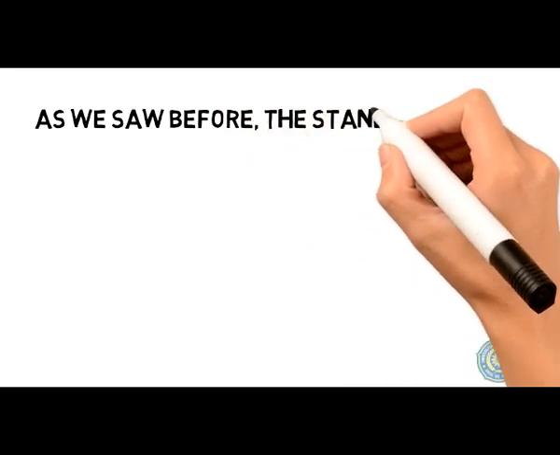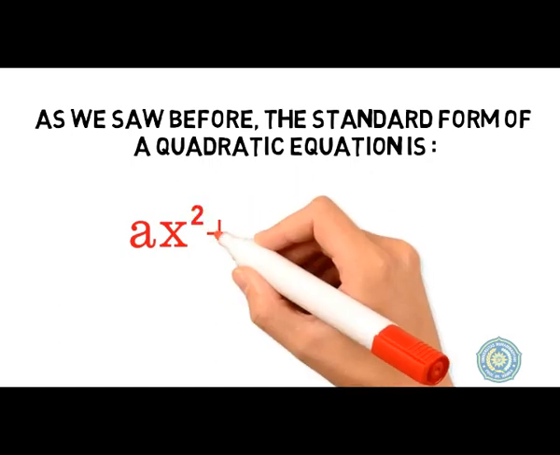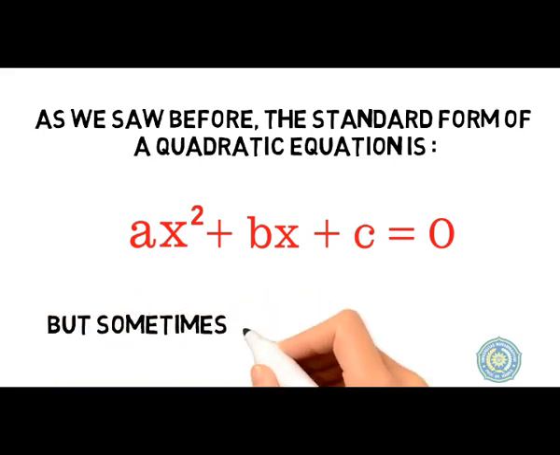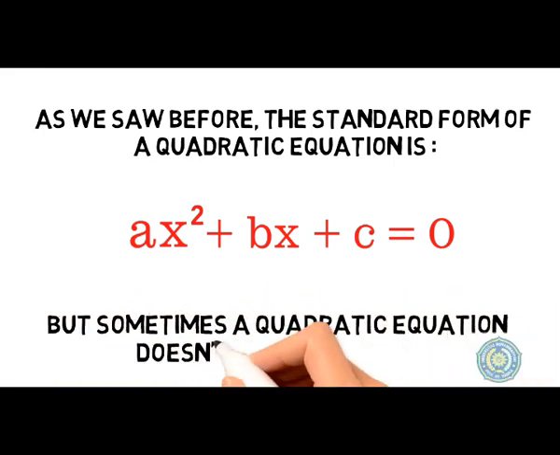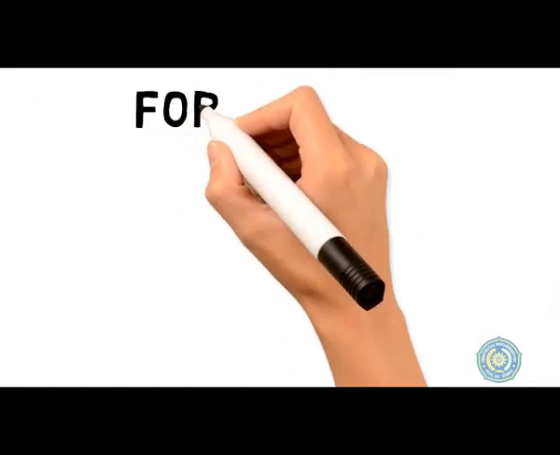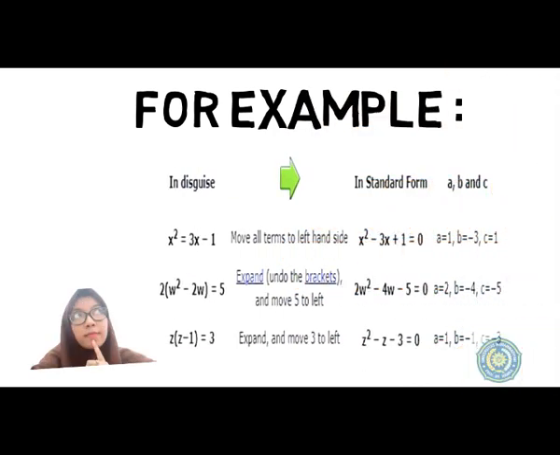As we saw before, the standard form of a quadratic equation is ax squared plus bx plus c equal to 0. But sometimes a quadratic equation doesn't look like that. For example, x squared equal to 3x minus 1. Move all terms to the left hand side: x squared minus 3x plus 1 equal to 0. A is 1, b is minus 3, and c is 1.